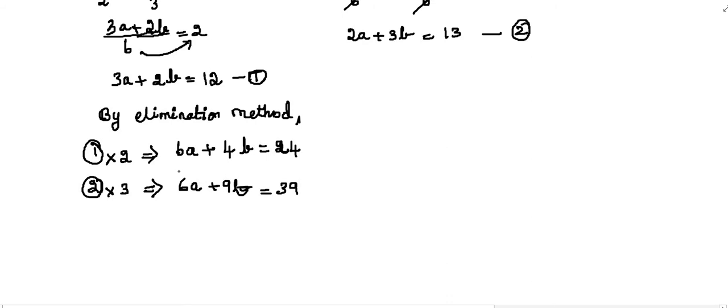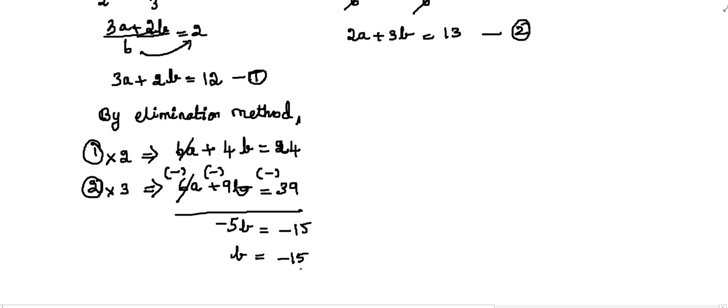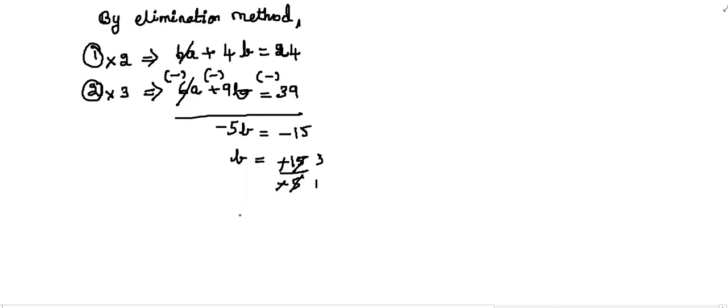I am going to subtract. When I subtract only I can remove the variable a. So plus 6a becomes minus 6a when I subtract. Plus 9b becomes minus 9b. Plus 39 becomes minus 39. So plus 6a minus 6a get cancelled. And plus 4b minus 9b I will be getting minus 5b is equal to minus 15. So b is equal to minus 15 by minus 5, minus minus cancel, 5 1s are 5, 5 3s are 15. So I will get b is equal to 3.